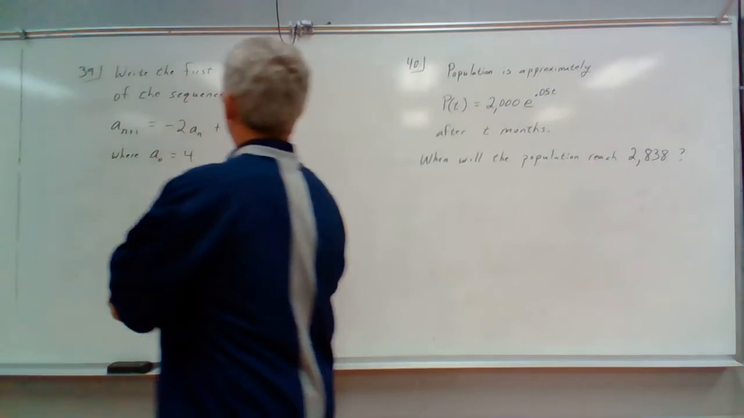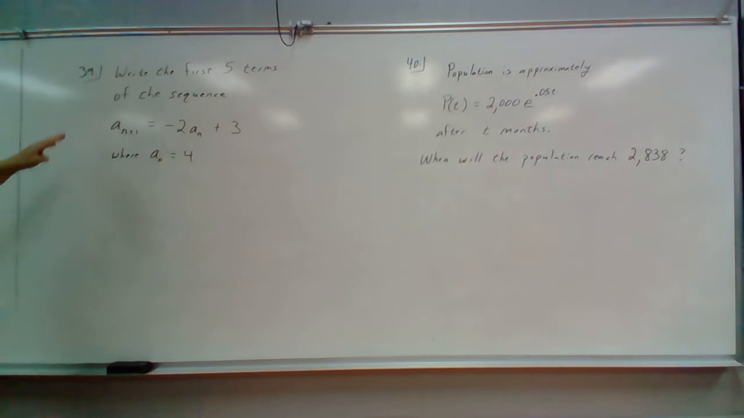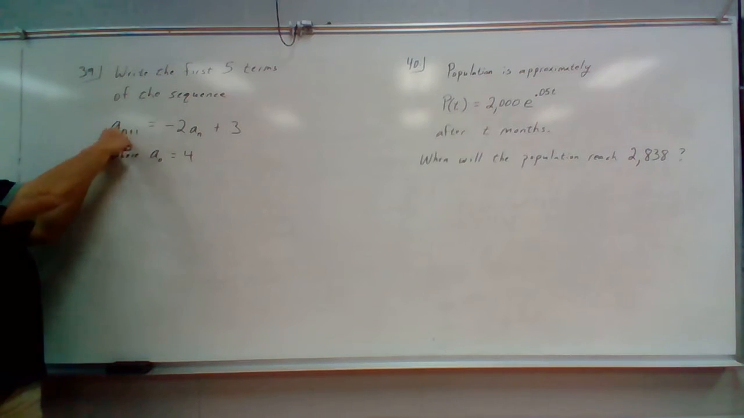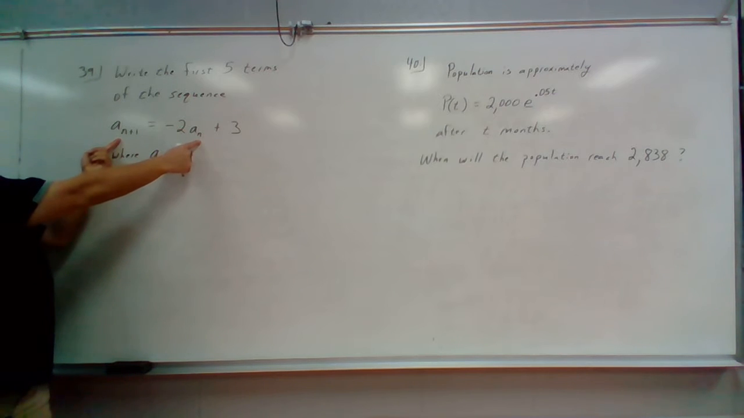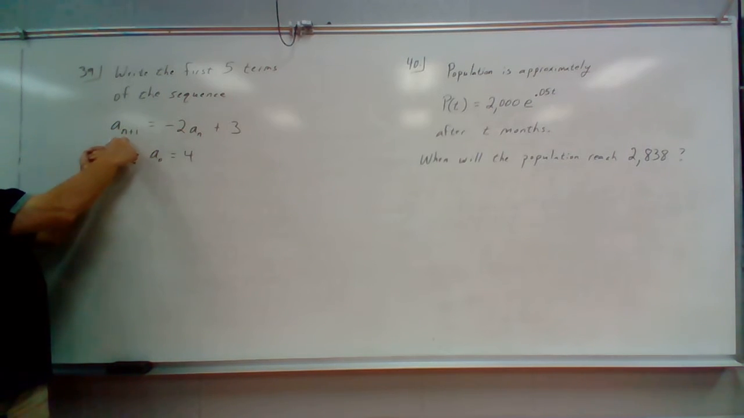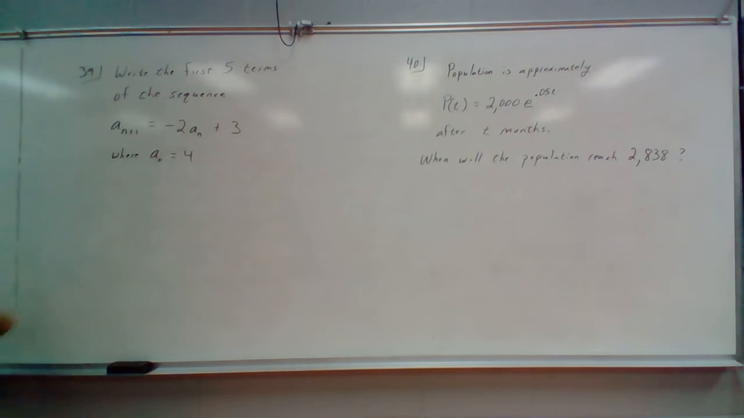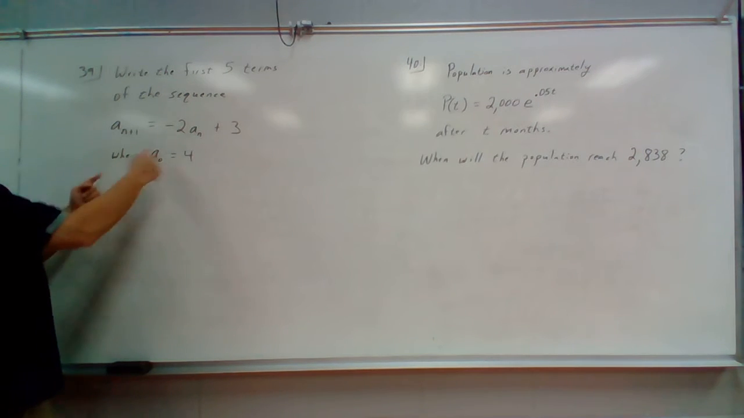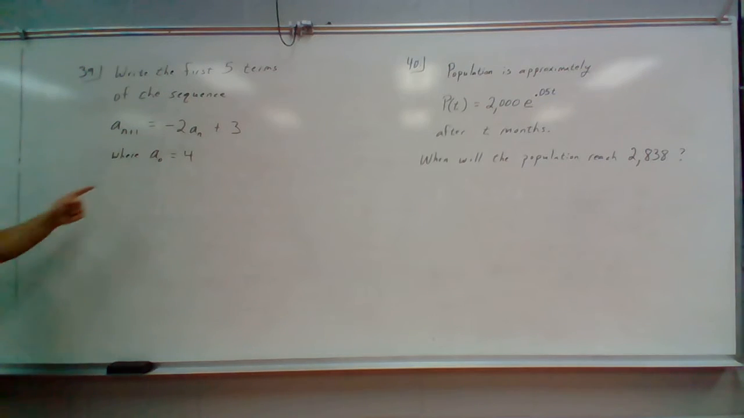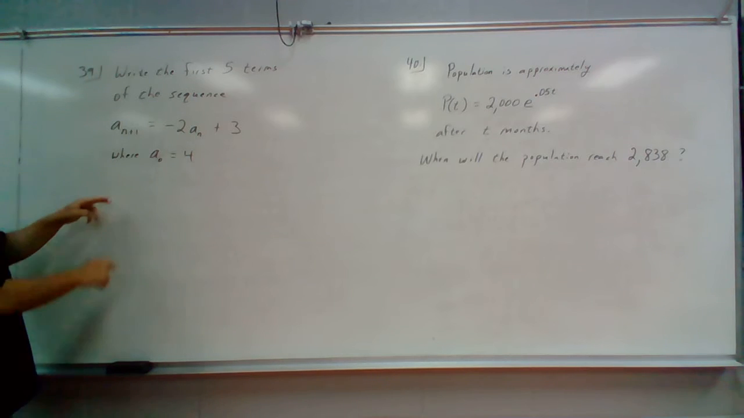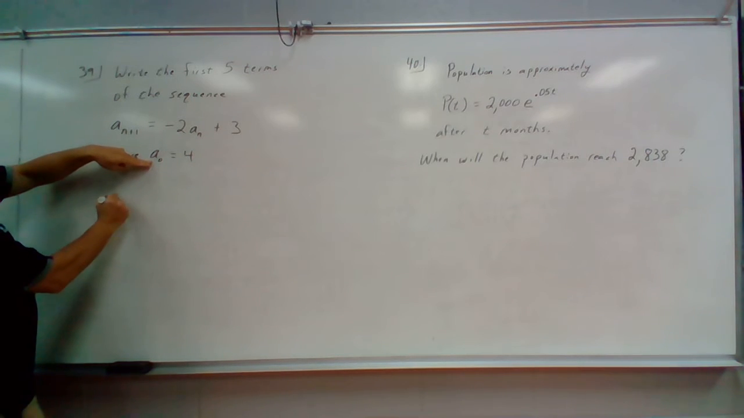All right, let's have a look. So I want to write the first 5 terms of this sequence. Remember, this is what we call a recursive function. In order to know the n plus first term, we have to know the term before it. So for any term in this sequence, we have to know the one that came right before it in order to find that. So they will tell you what the first term is. So here they tell us that A0 is equal to 4. So if A0 is 4, then 4 will be our first term.